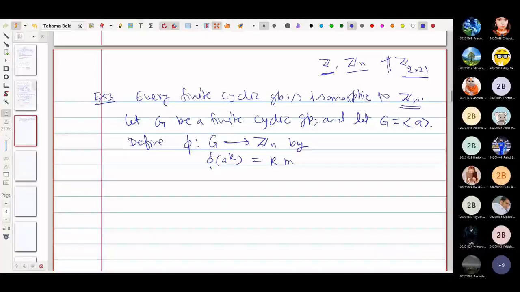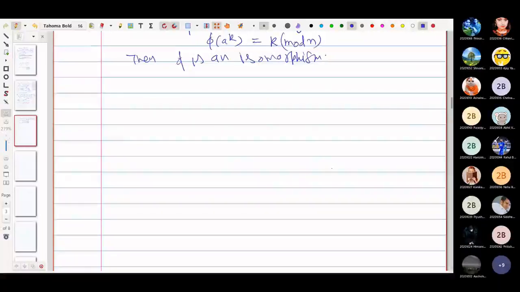these elements are considered under the operation modulo n. So we can write modulo n. So we will reduce this number. Okay, then phi is an isomorphism, and you can very much verify this. You need to verify this is 1-1, this is onto, this is operation preserving. Okay, so in support of this, let us see some example also.